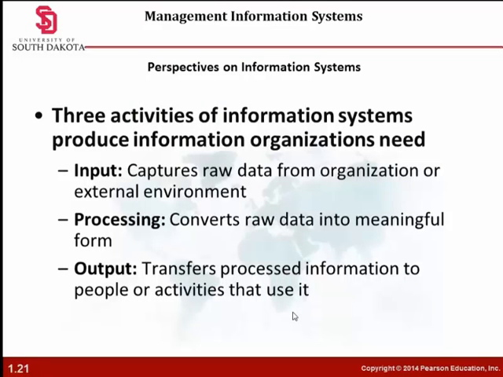So there are 3 activities of information systems that produce information that organizations need. That would be input, which captures the raw data from organizations or external environments. The processing, which converts the raw data into meaningful form, and the output, which transfers the processed information to people or activities that use it.